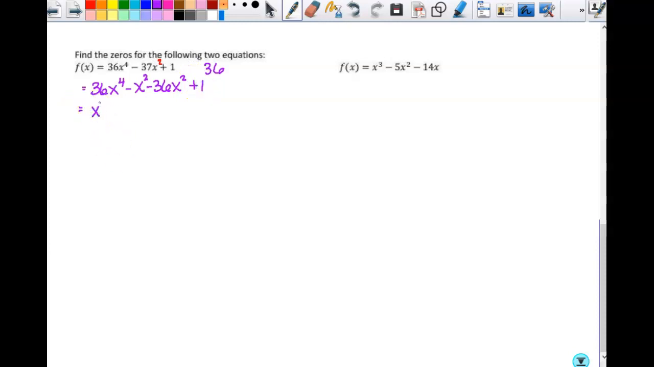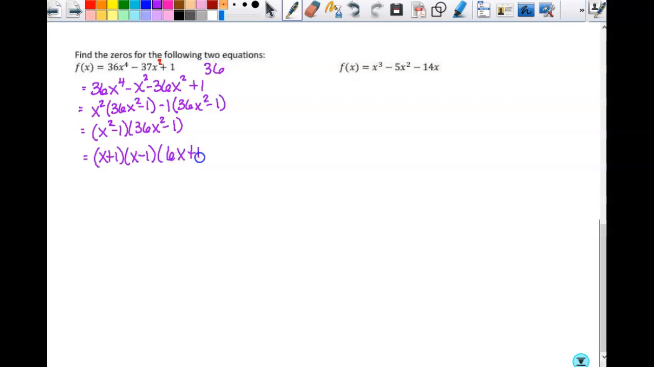So out of this one, I can factor out an x squared. That's going to leave me with 36x squared minus 1. Out of this, I can factor out a negative 1. So that leaves me with 36x squared minus 1. So then this is x squared minus 1 times 36x squared minus 1. Those are both difference of squares, so to factor it completely, even though I could find my zeros from here, I want them factored completely. I do not know how many times I have to say that. So this x squared minus 1 becomes x plus 1, x minus 1. This becomes 6x plus 1 and 6x minus 1. This is your fully factored form.